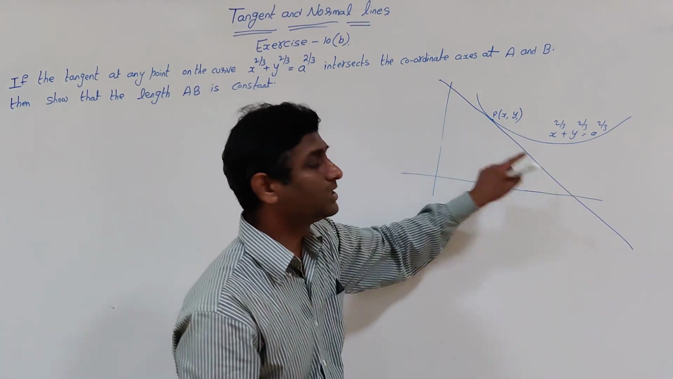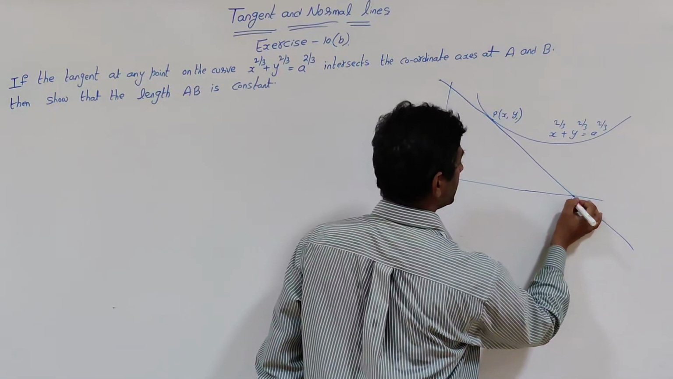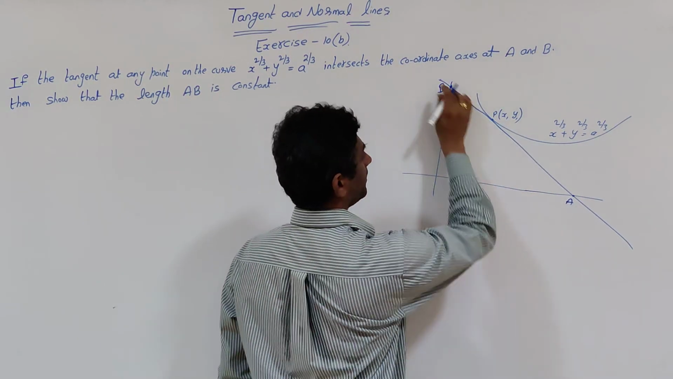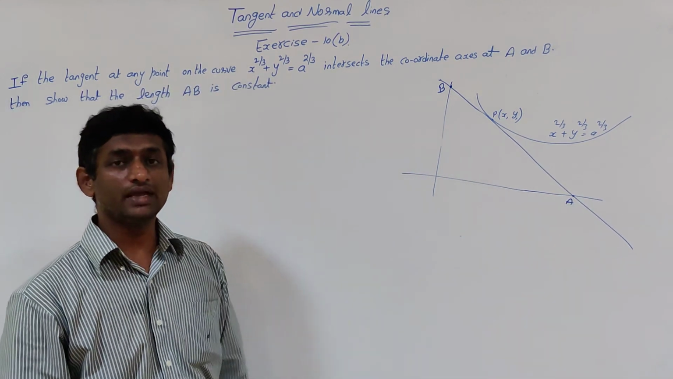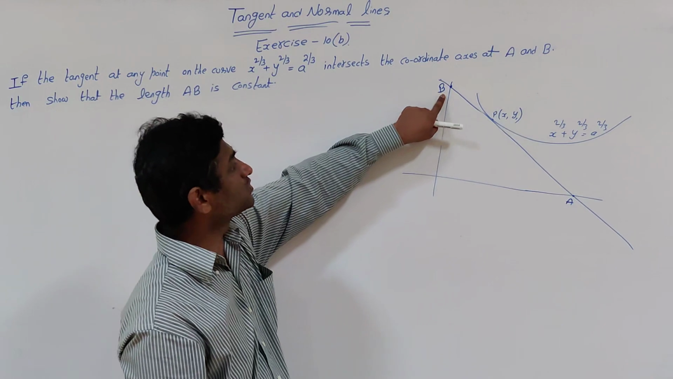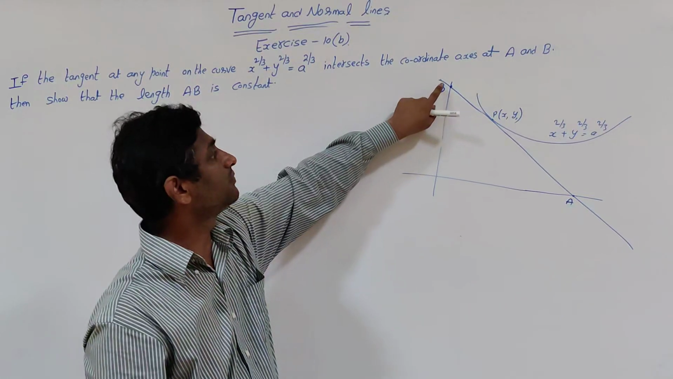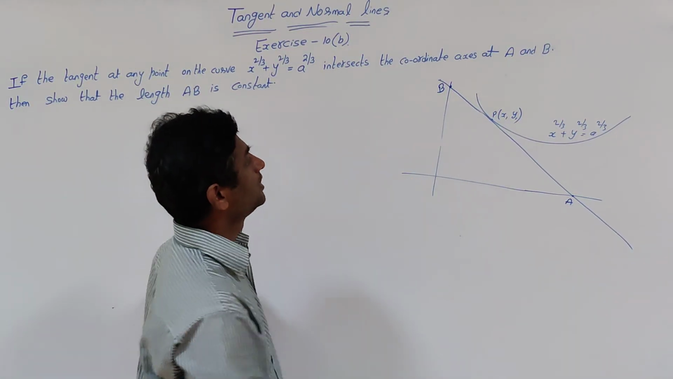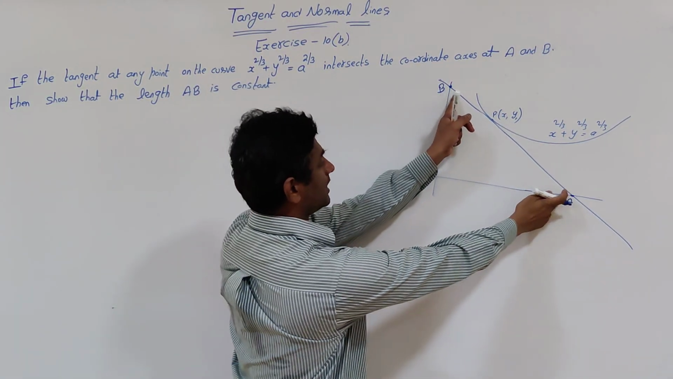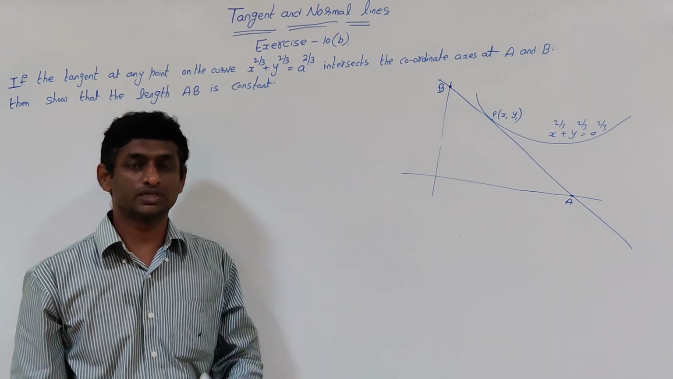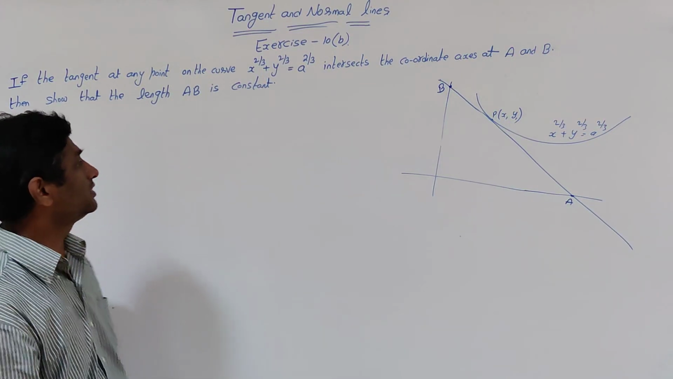And this tangent line touches the x-axis as well as the y-axis, at A and B. If this line touches the x-axis, the y-coordinate will be 0 at A, and as it touches the y-axis, the x-coordinate of B will be 0. Now the question is the length, the distance from A to B. So we have to find the length of AB and show that it is constant, meaning it is independent of x and y. Now we'll see the solution.